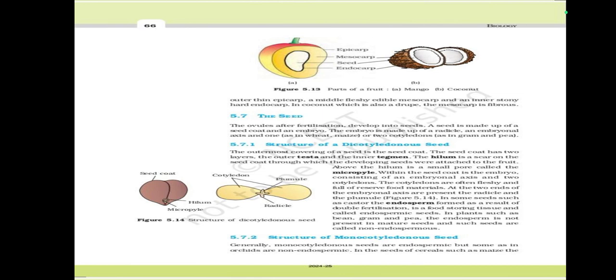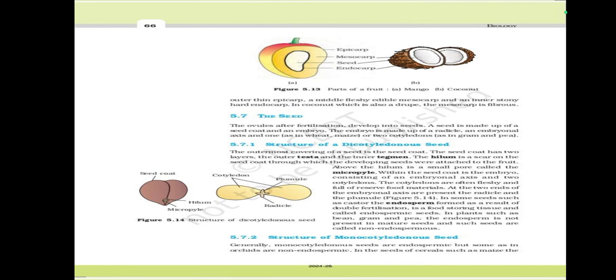In some seeds, such as castor, endosperm is formed as a result of fertilization and is retained in the mature seed. Such seeds are called endospermic seeds. In plants such as bean, gram, and pea, the endosperm is not present in mature seeds, and such seeds are called non-endospermous.